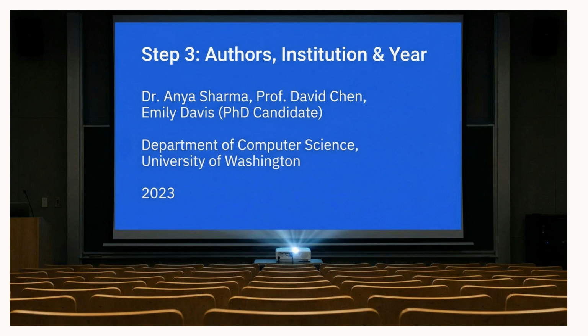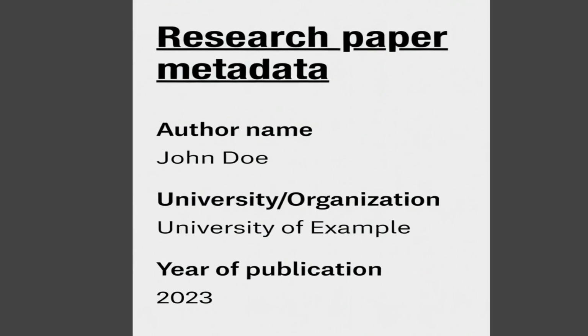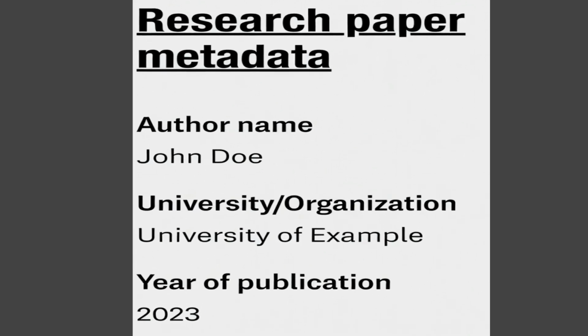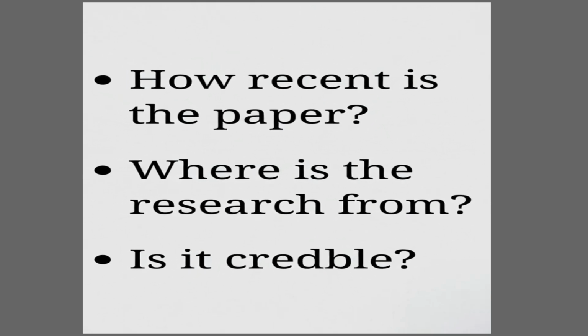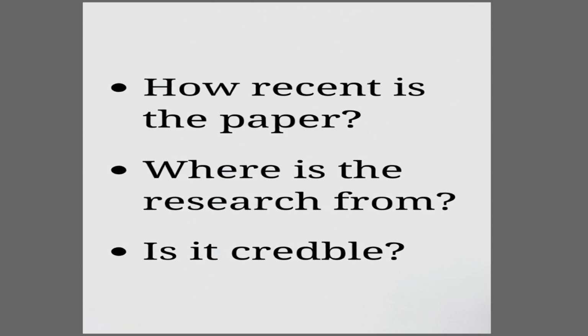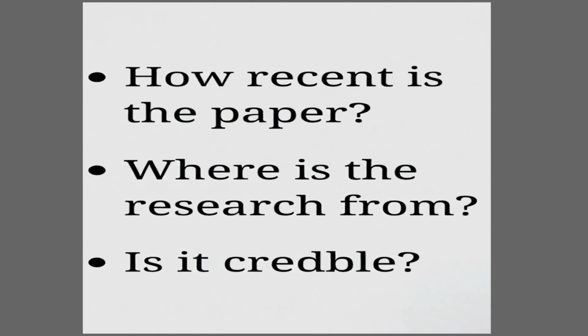Step 3. Authors, institution and year. Now, quickly scan the authors, their institution, and the year of publication. The year tells you how recent the research is. The affiliation tells you where the research is coming from. All of this helps you judge the credibility of the paper without reading a single paragraph yet.